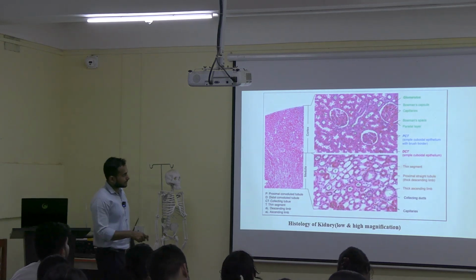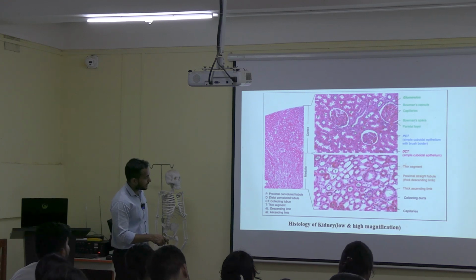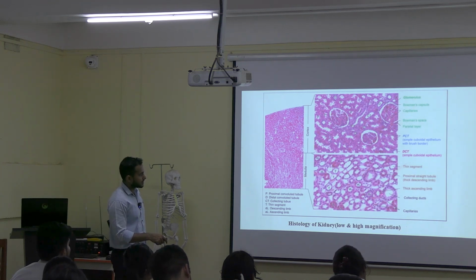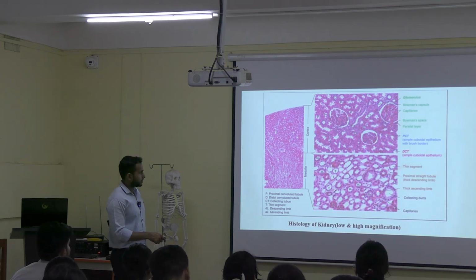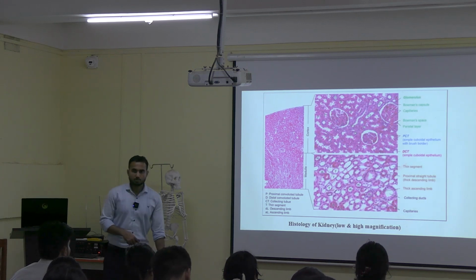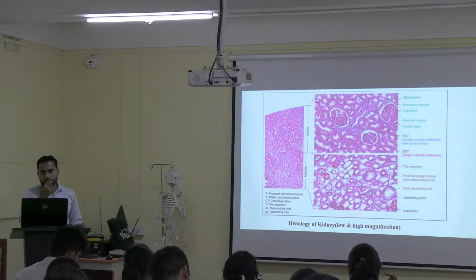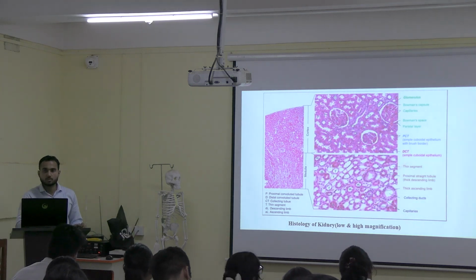See the collecting duct, and see the thick ascending limb. Look here, can you differentiate the staining? Look, this one and this one. This is the collecting duct, this is the thick segment. Can you differentiate? Okay. So this is how you have to differentiate the structures present in the medulla.